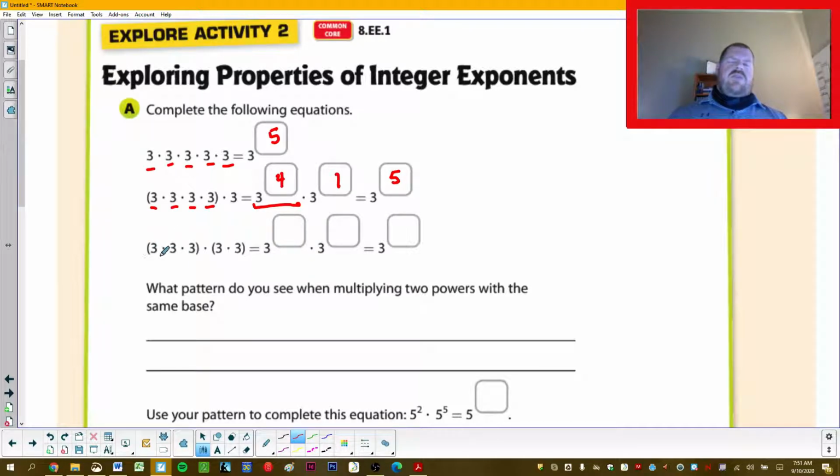And we're just going to reinforce that with another example here. In the first grouping of 3's, I have 3 of them, so that's 3 to the 3rd. In the second group of 3's, I have 2 of them, so that's 3 to the 2nd. But if I get rid of the parentheses, I just again have 5 3's being multiplied together.